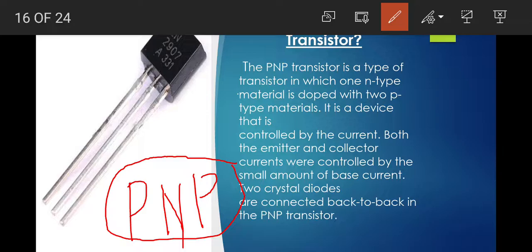In this transistor, the emitter and collector are controlled by a small amount of current, that is the base current. They are connected just like a PNP, like a PNPN semiconductor, back to back. Clear?